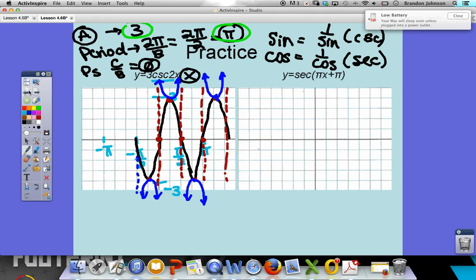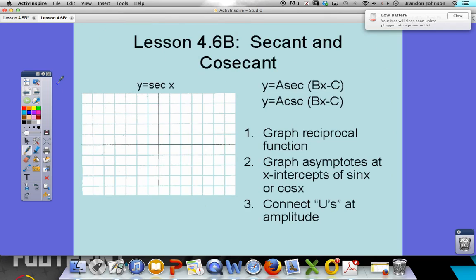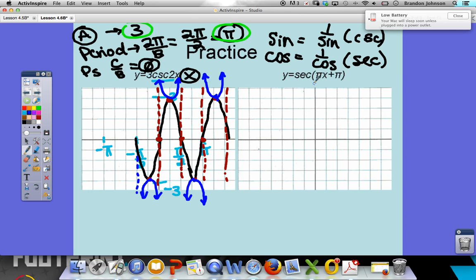Okay, so again, very key points there that you need to know. Remember, if I was given secant, and again, here's the notes if you need to write those down. If I was given secant, I do the same exact thing. I find the amplitude, I find what is my period, what is my phase shift, and then after that, I do the same exact thing, except wherever it crosses the x-axis, create a dotted line, our asymptote, and then obviously where it touches the amplitude, that's where it creates that parabola there.